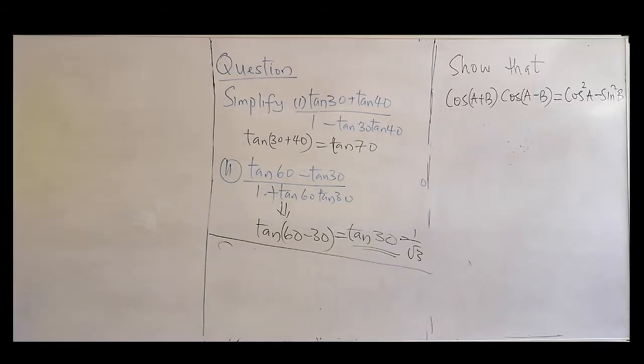Cos of A plus B times cos of A minus B is equal to cos squared A minus sine squared B. This is what we are told to do: show that cos A plus B times cos A minus B is equal to this. What we are going to do is very simple.